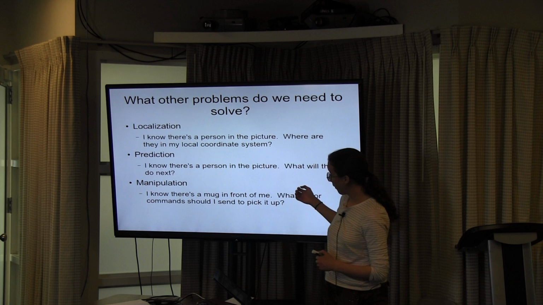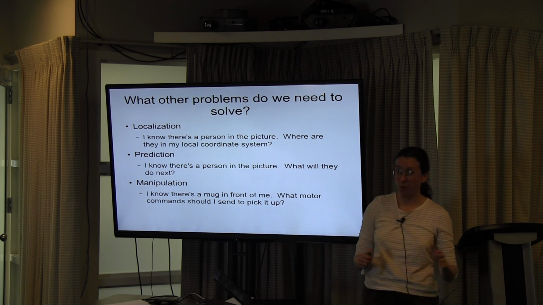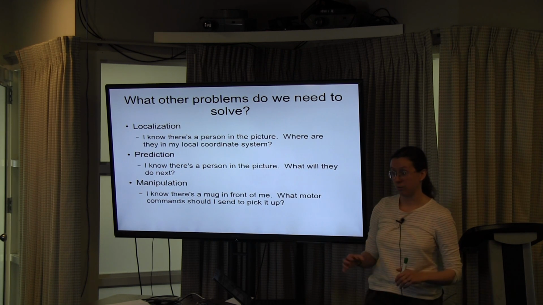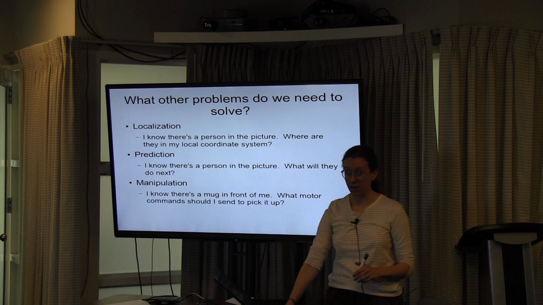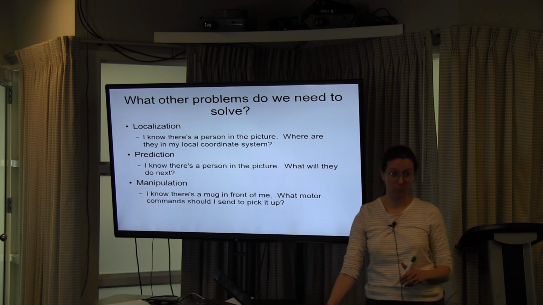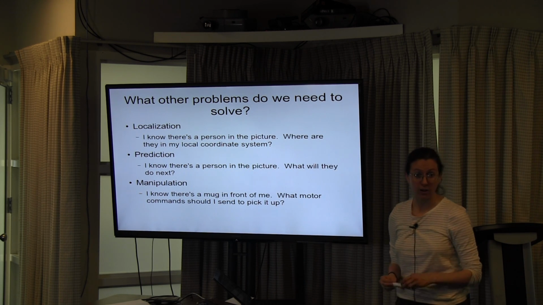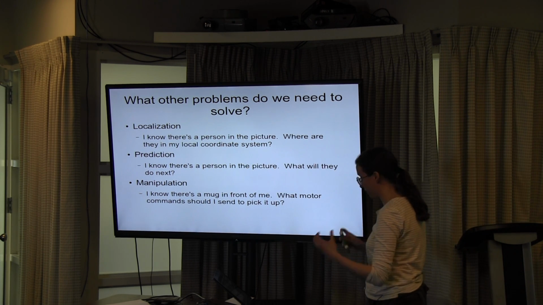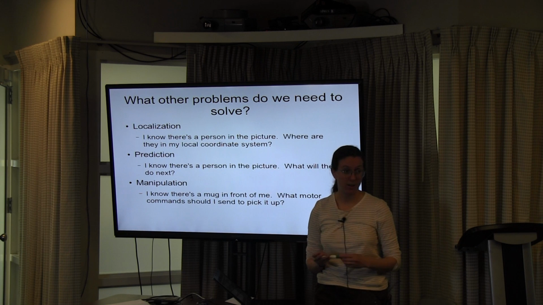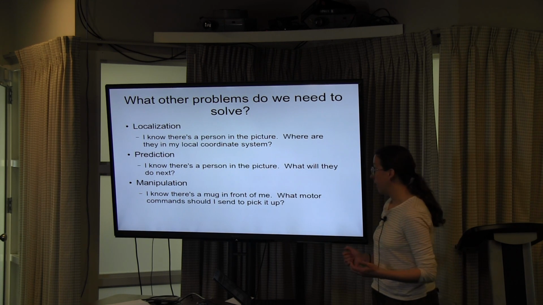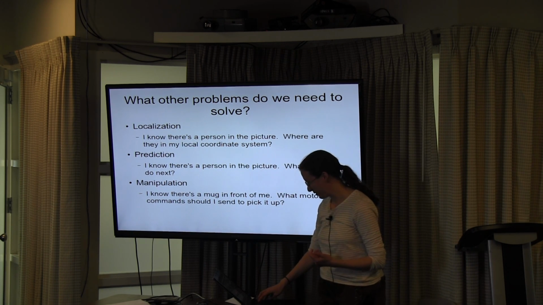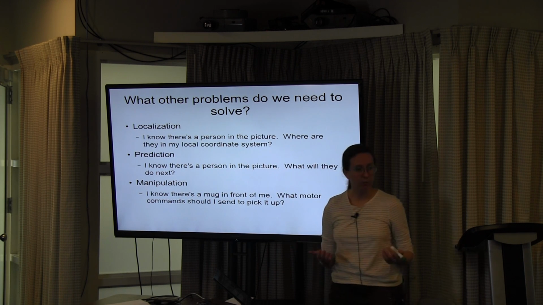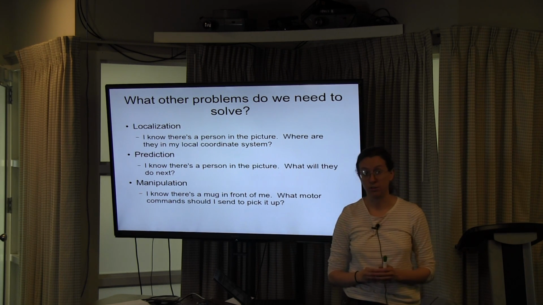And then we talked already about manipulation. I know there's a mug in front of me, but I might want to know exactly where I should put my hand in my gripper so that if I close my gripper, I'm going to actually pick up the mug and take it somewhere. So there's a lot of 3D information that might be missing. There are also some really interesting examples when you start hooking this up to language.